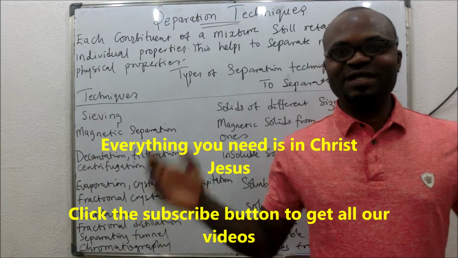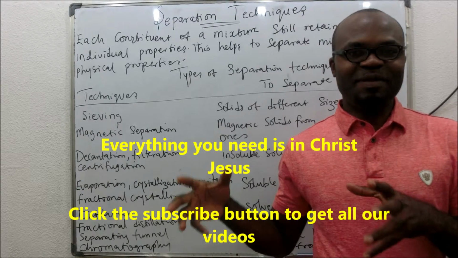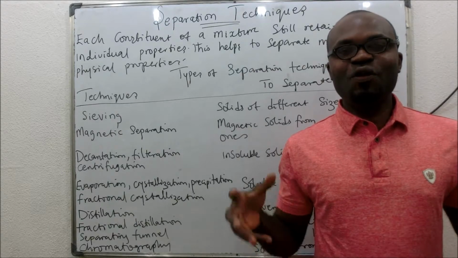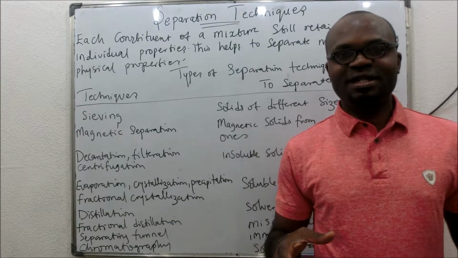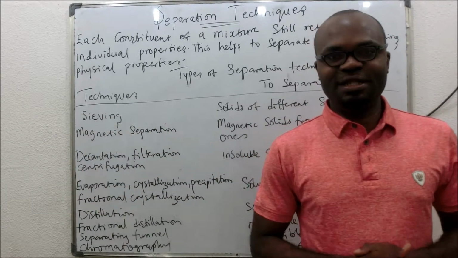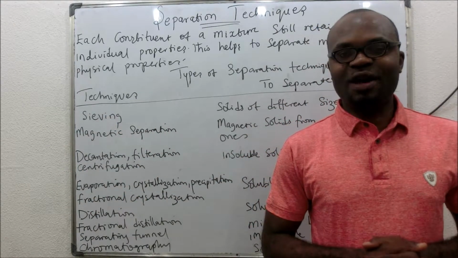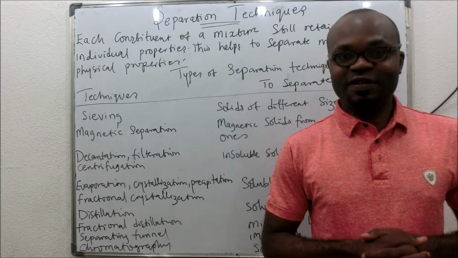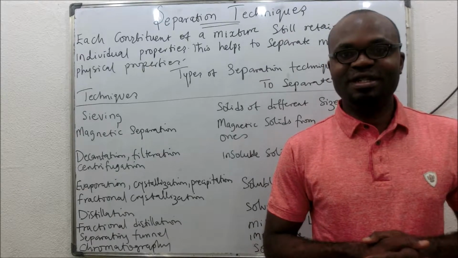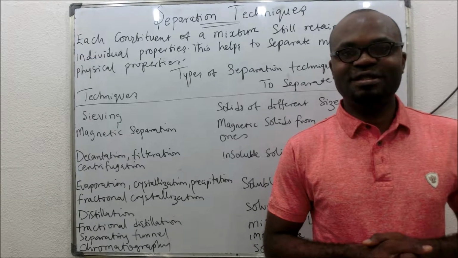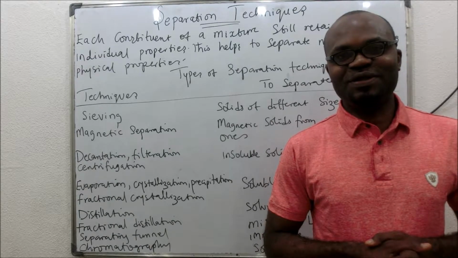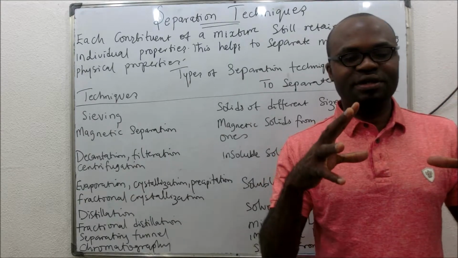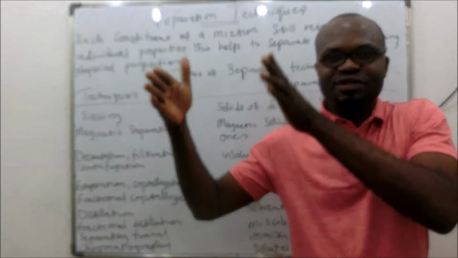We have different separation techniques, and these separation techniques are actually used for specific kinds of mixtures. So what are these kinds of mixtures that need these various separation techniques? The separation techniques that we have are sieving, filtration, decantation, crystallization, fractional crystallization, distillation, fractional distillation, magnetic separation, chromatography, and the rest of them. Now we are going to be looking at a particular mixture and the suitable separation technique used.